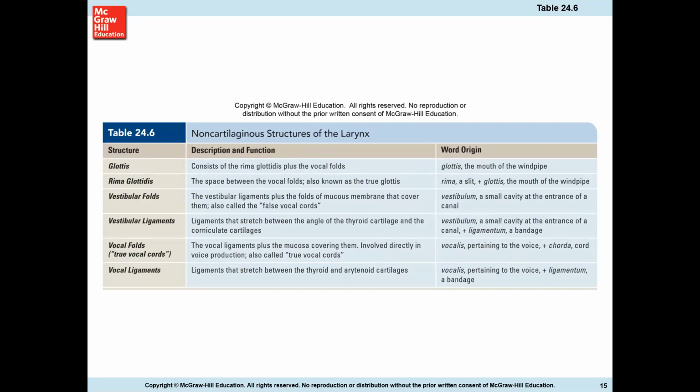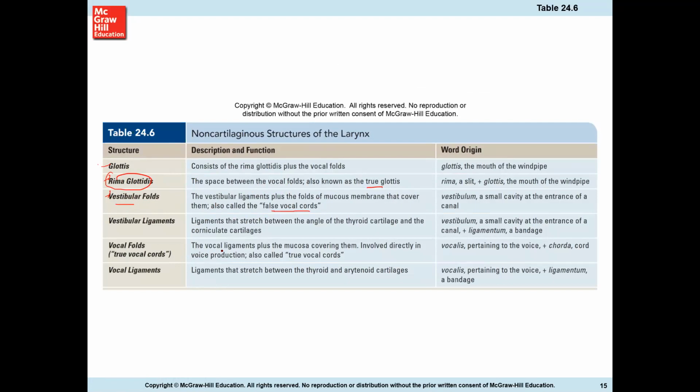The glottis is the opening of the trachea and the larynx. The rima glottidis is the space between the vocal cords. You just have to say glottis, though. And then you have vestibular folds, which are called false vocal cords, when the rima glottidis is the true. Just kind of semantics there. True. Vestibular is false. Remember, vestibular is false.